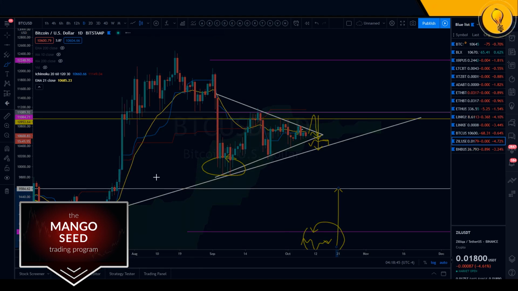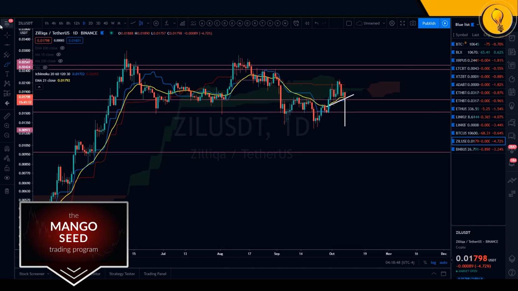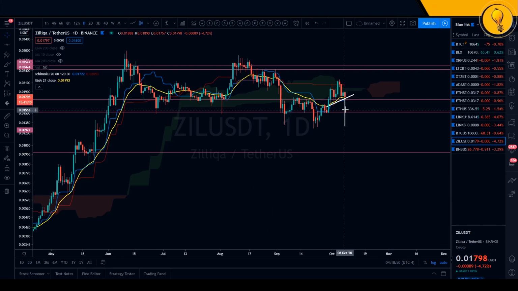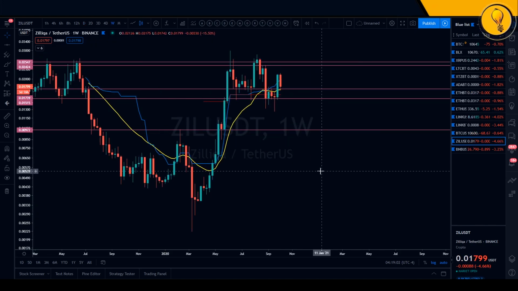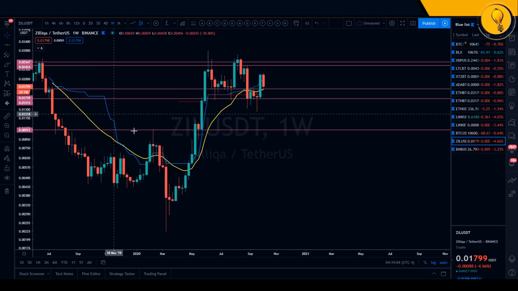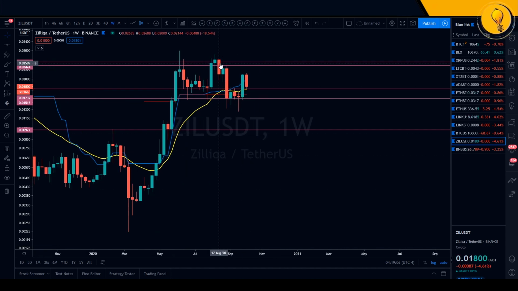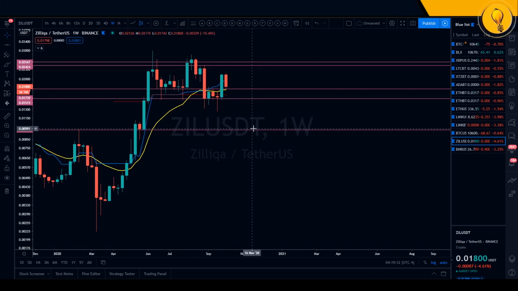Let's get on to ZIL very quickly and see what ZIL is up to. I did do a preliminary analysis on Zilliqa just to figure out whether it was worth doing an analysis on. So I'm going to get onto the weekly time frame. And here's what I'm noticing. All the pink lines that I have on my chart right now are weekly horizontals, and I can see that ZIL really likes playing the ranges here. This is ZIL USDT, so heads up on that.